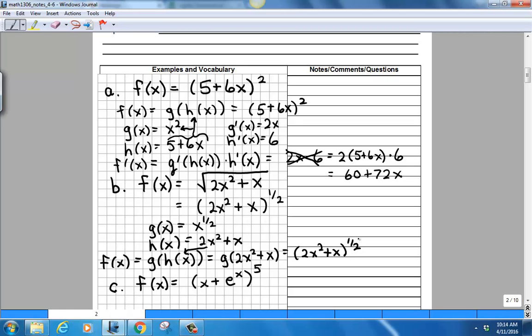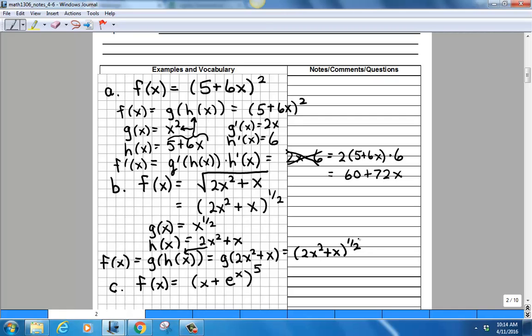Is that the original function f that we started with? Those two things look the same to you? Yeah, right. They're the same. So that means that we did find the correct decomposition. There's our decomposition. g of x is just x to the 1/2 power. h of x is 2x squared plus x.